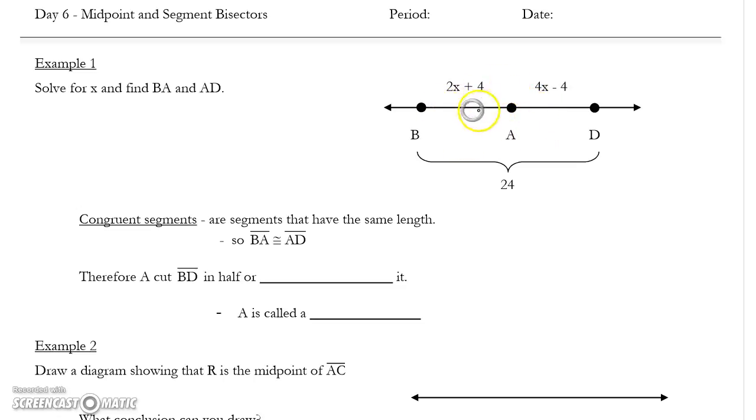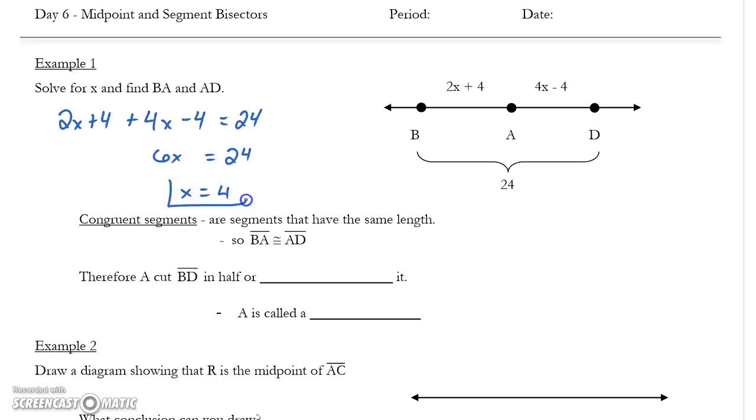So, we do know this part, and the whole thing. That's a segment addition problem. I can take 2x plus 4, add 4x minus 4, and set it equal to the whole thing, which is 24. Now I combine my like terms. 2x plus 4x is 6x. Plus 4 and minus 4 is 0, so that goes away. So 6x equals 24, or x equals 4.